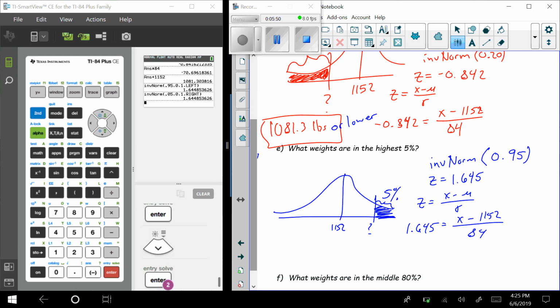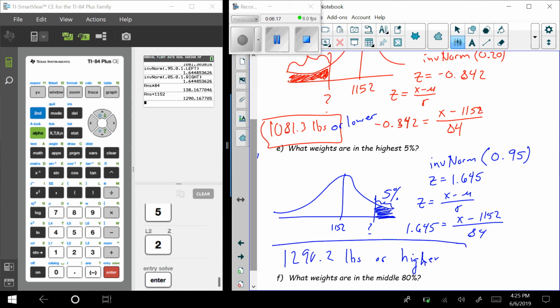Now we just use our calculators, right? We multiply that by 84. We add 1152. Remember, mentally we should be thinking this is bigger than the 1152, which it is. It's 1290.2, and that's pounds, or higher, right? They could also weigh more than that. Okay. And there we have our answer to part E.